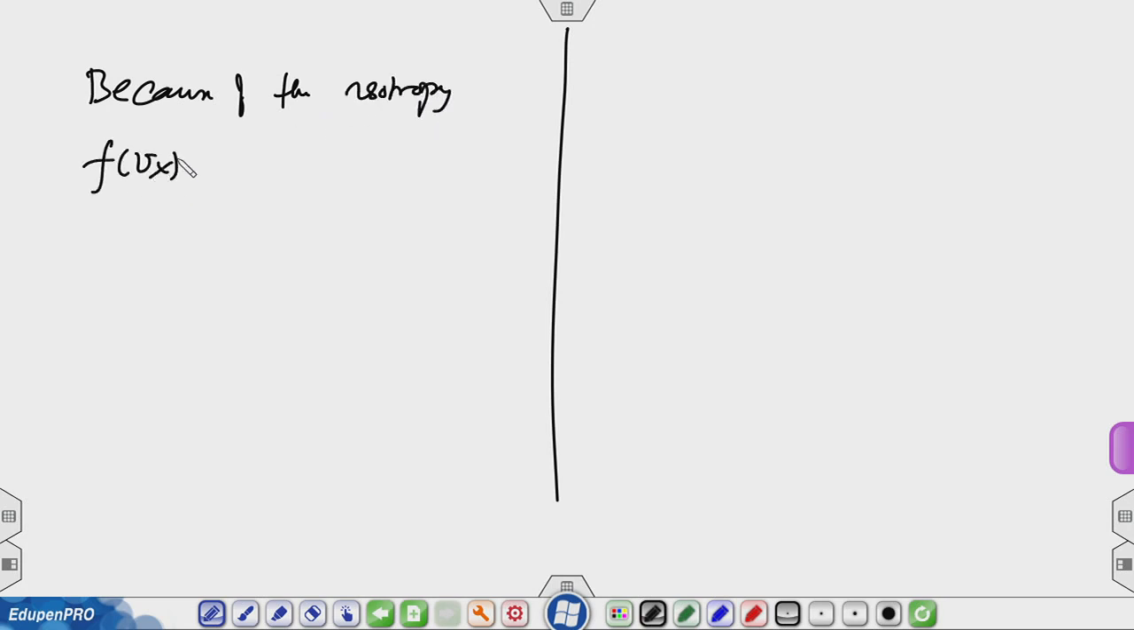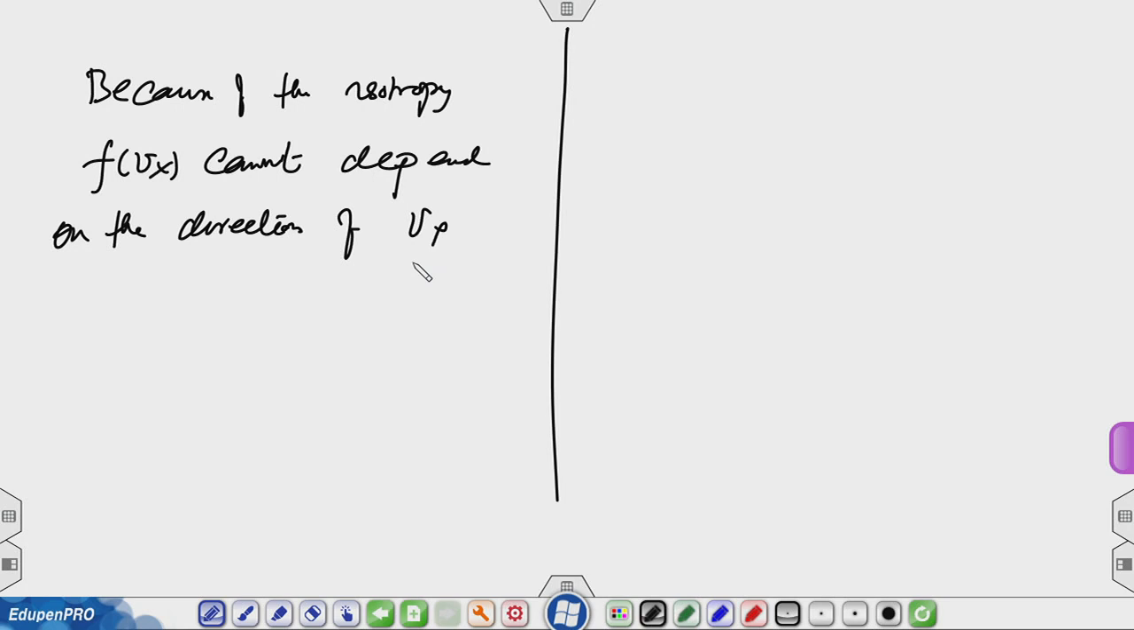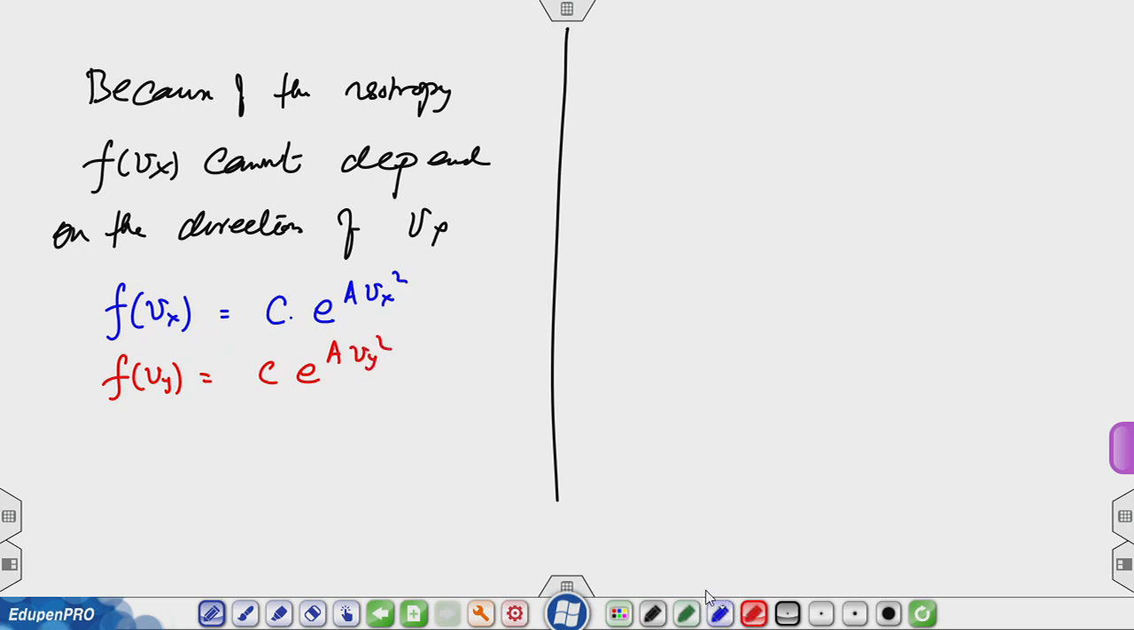f(vx) cannot depend on the direction of vx, and therefore we assume that f(vx) is going to be of the form some constant c e raised to a vx square, and therefore f(vy) is going to be c e raised to a vy square, and f(vz) is going to be c e raised to a vz square.